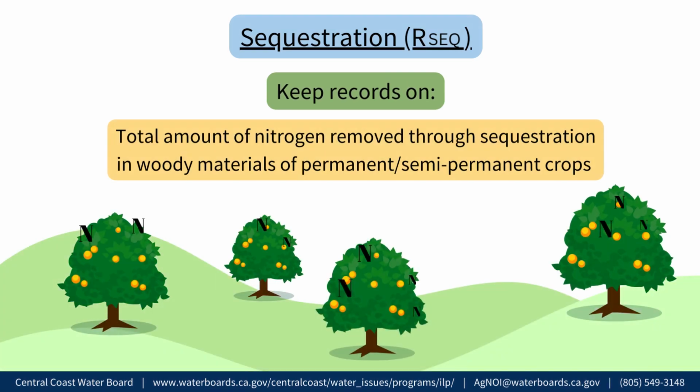Sequestration, RSEC. Keep records on the total amount of nitrogen removed from the ranch through sequestration in woody materials of permanent or semi-permanent crops, referred to as RSEC, like fruit trees or raspberry canes. The nitrogen is sequestered in the trunk and branches of these crops because it is retained for the life of the crop. The INMP Summary Report will contain a list of sequestration values for specific crops, but for all other crops not listed, contact a county crop advisor or consultant to determine crop sequestration values.